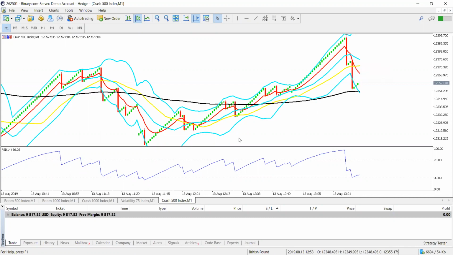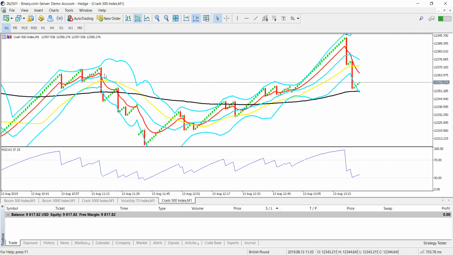Okay? And another way to sell your crash is to use middle Bollinger Band, like I've spoken about. You use middle Bollinger Band, and then when it comes close to your middle Bollinger Band, then you start like here, you sell again, and then it crashes on you.